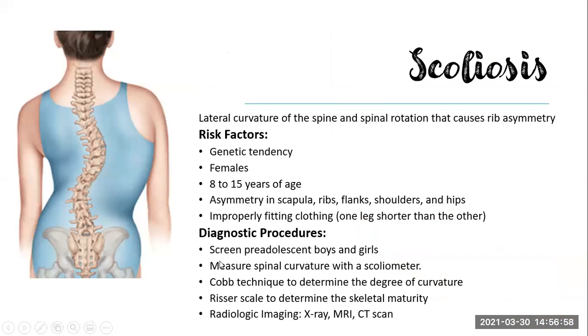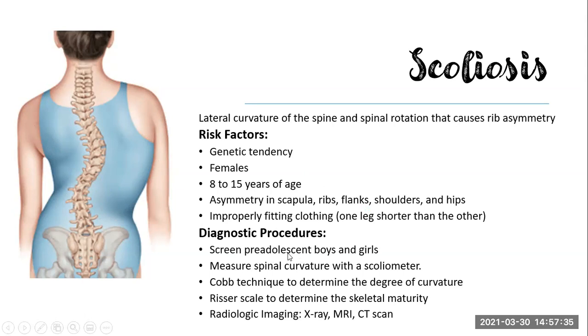All right, scoliosis. This is a lateral, side to side curvature of the spine. It's abnormal. It's like an S shape, scoliosis. Common in adolescent females. But we screen all boys and girls starting in pre-adolescent years, like around age 11. You're going to see asymmetry in the ribs, flanks. You see one shoulder's down lower than the other. You see the asymmetry of the ribs. Some are more prominent than others.